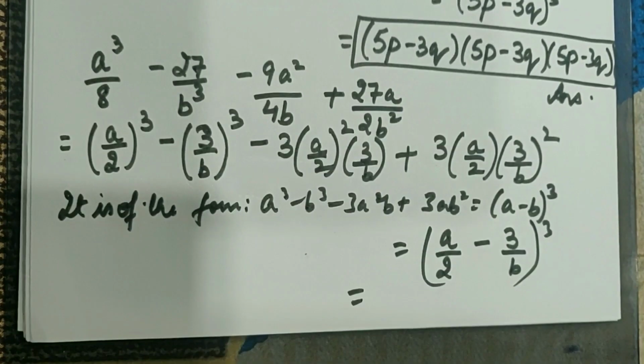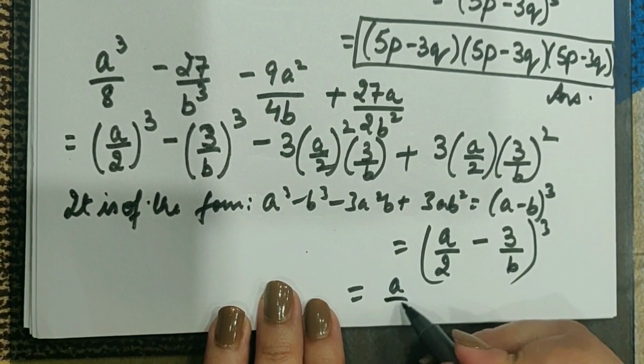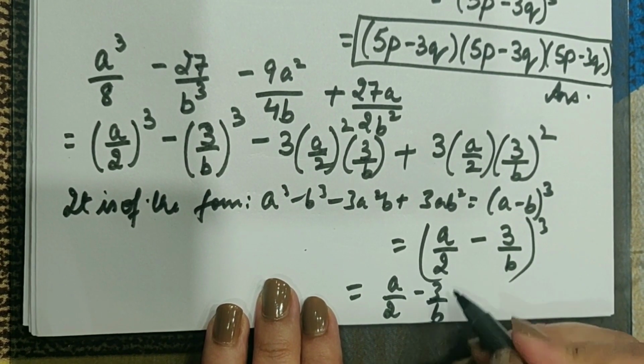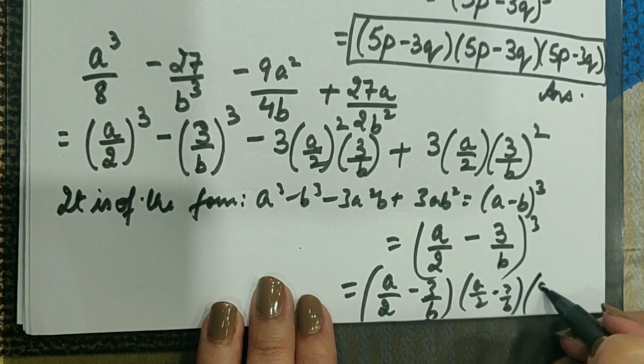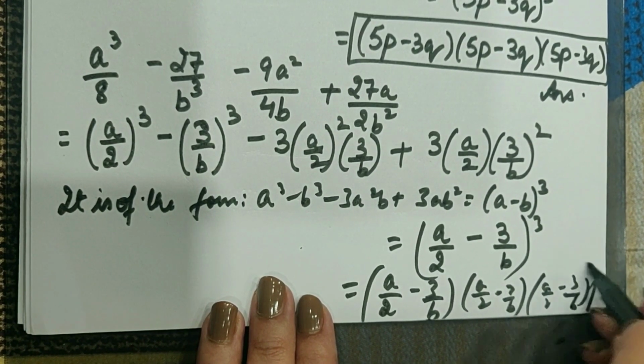So it will be equal to (a/2 − 3/b) into (a/2 − 3/b) into (a/2 − 3/b). This is the answer.